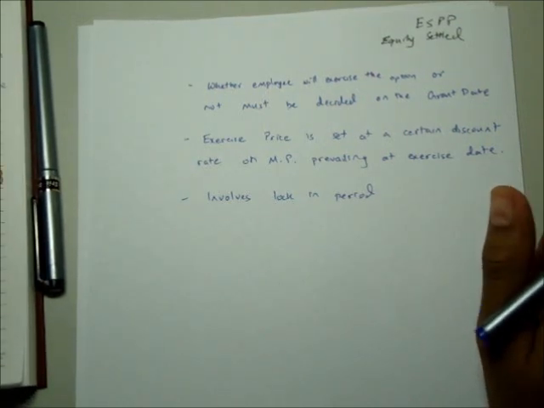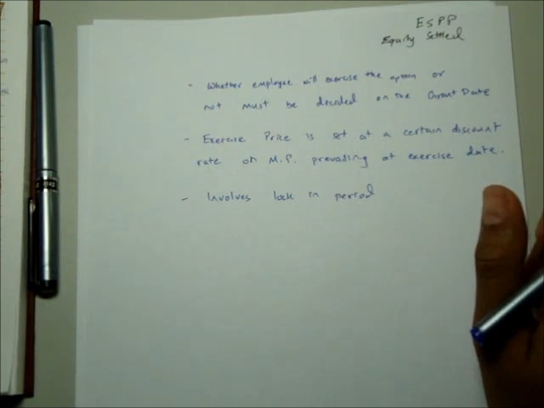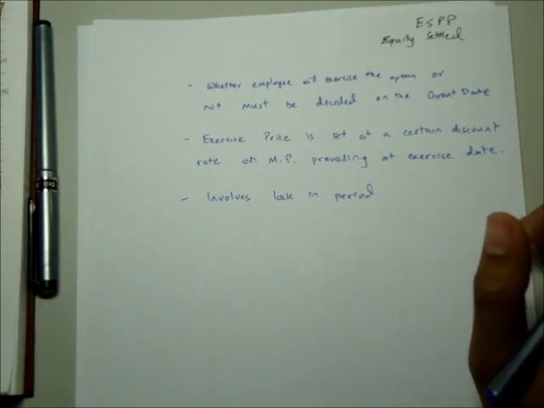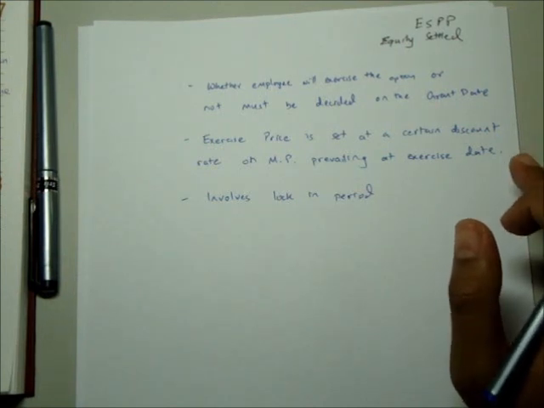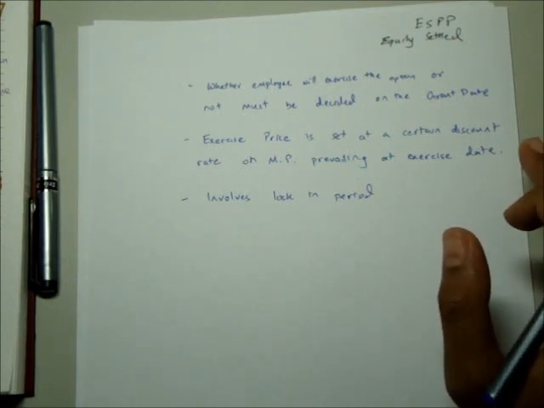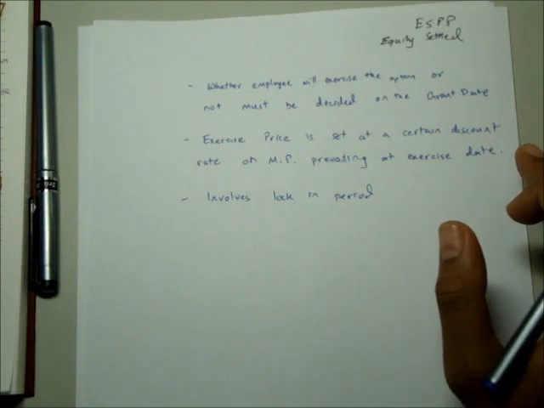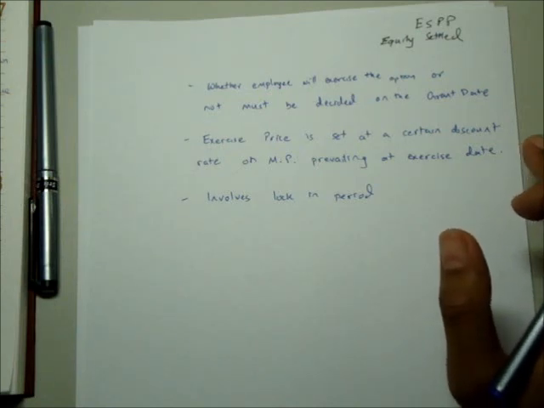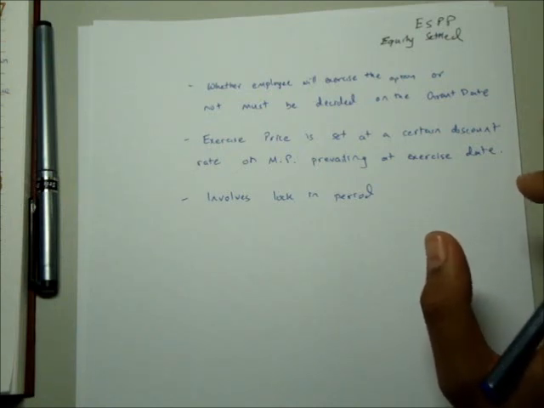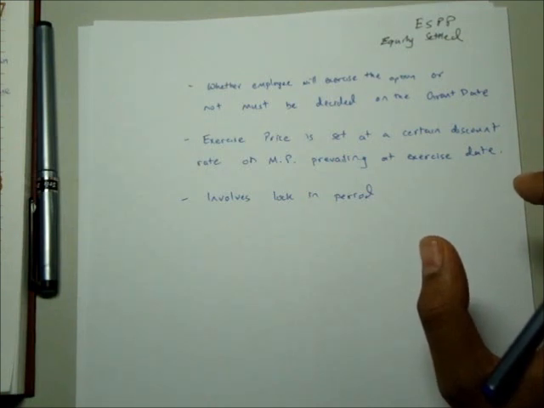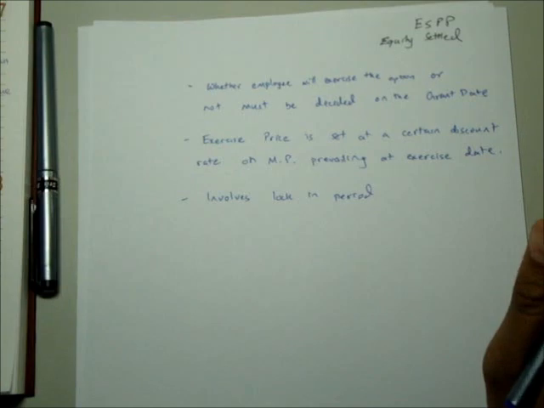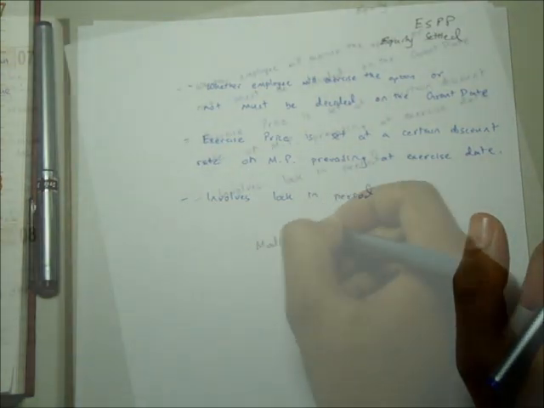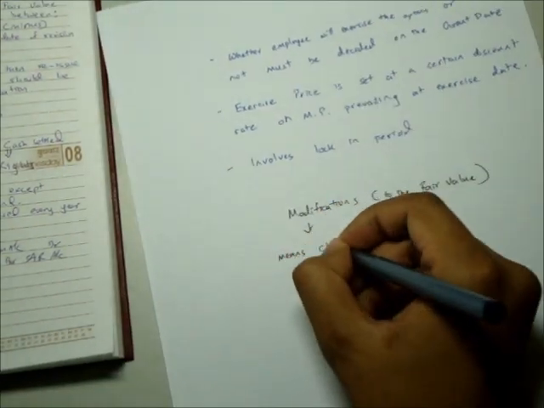To understand employee stock purchase plan, the employees are to make the decision at the grant date whether or not they will exercise the option. The exercise price is set at a certain discount rate of market price prevailing at the exercise date. So the employees will be given a certain market discount rate that they will be allowed to exercise on the exercise date. All right, so the discount is not fixed at the beginning, like in the employee stock option plan.